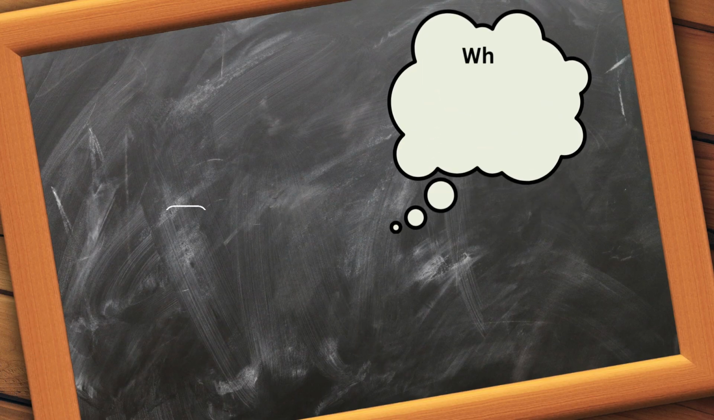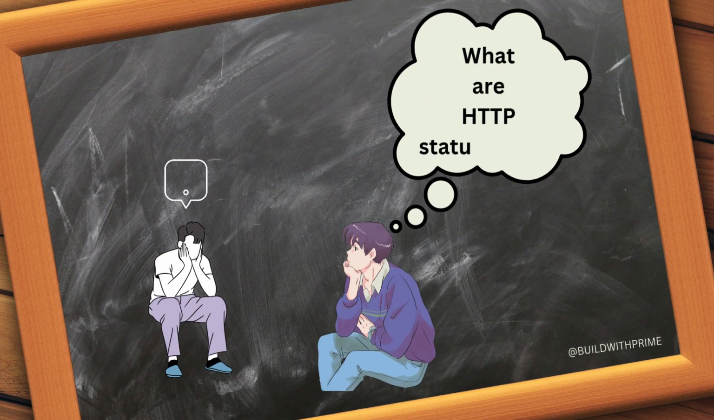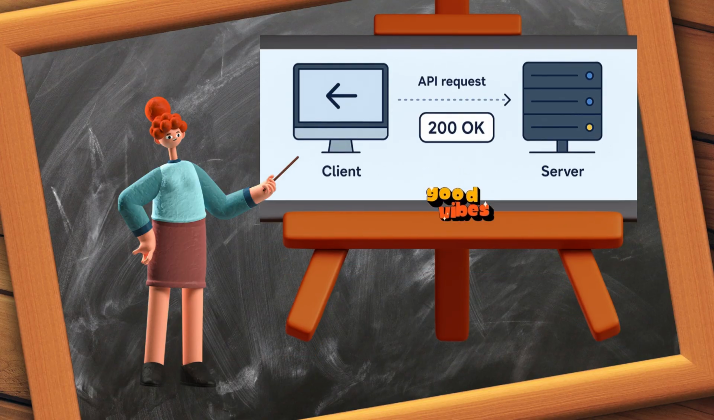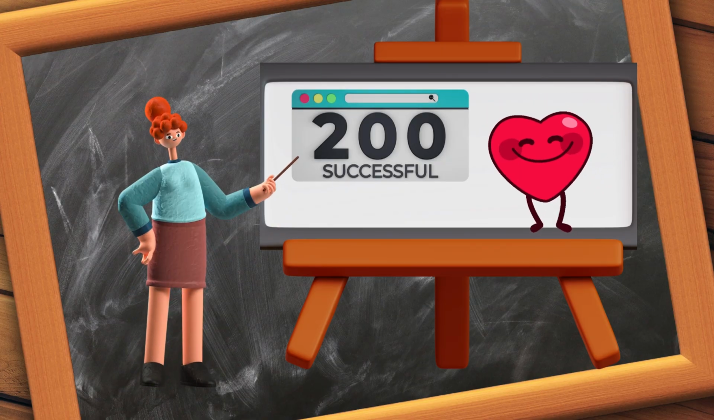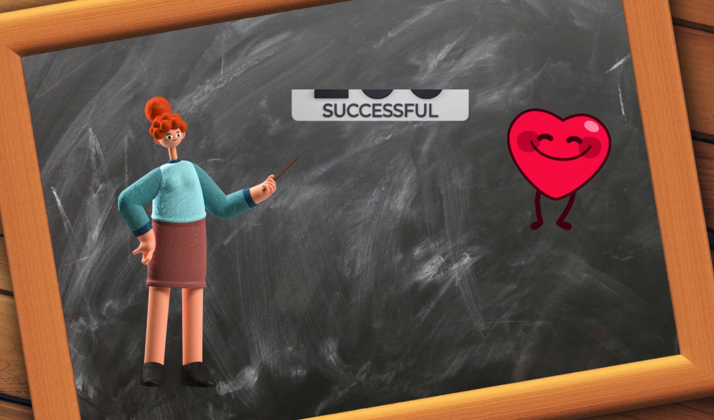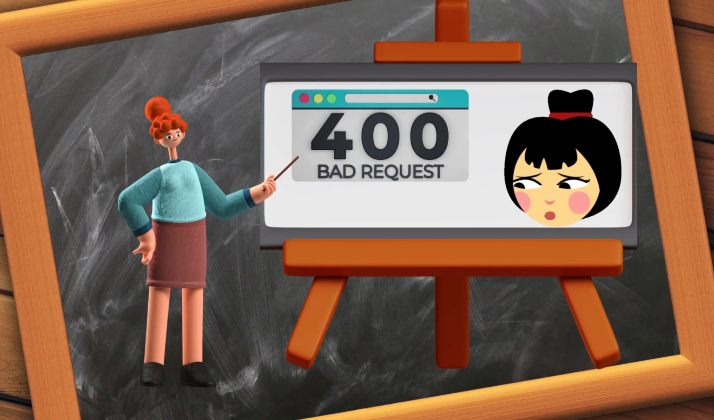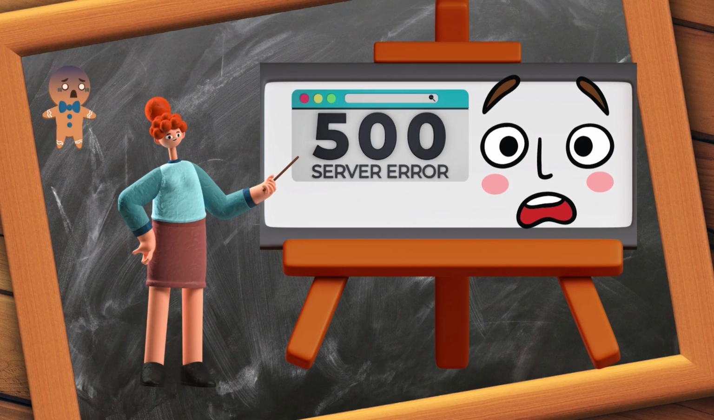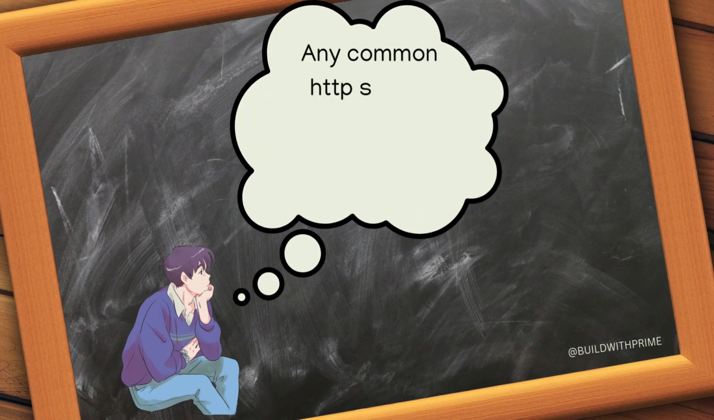What are HTTP status codes? Alright, for a quick recap. Every time your API responds to a request, it sends back an HTTP status code, that little number that tells the client what just happened. It's like a vibe check for your API. Everything's cool. 200 for OK. You messed up. 400 for bad request. I messed up. 500 for internal server error. Let's break down the most common ones you should be using.